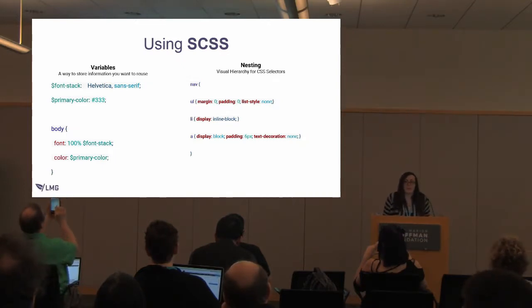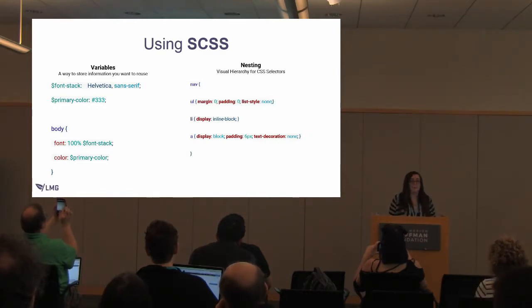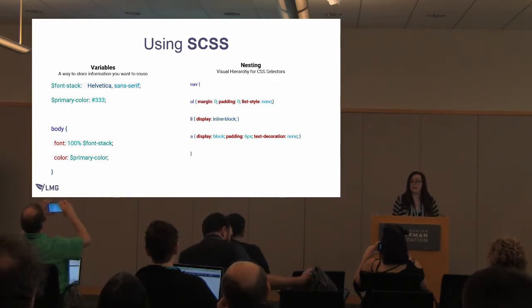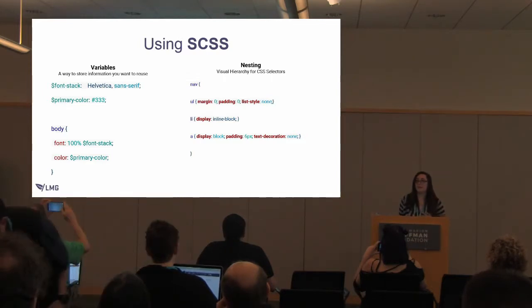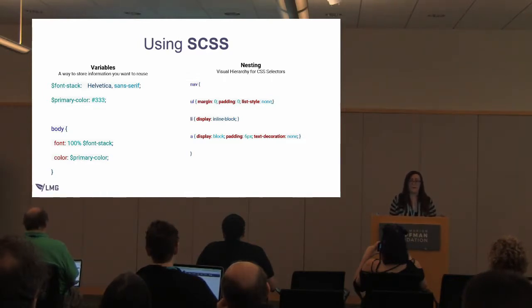So using Sass is pretty easy. It's actually very similar to CSS, and I'm not going to go over everything, but two of the most important things you need to remember is that with Sass, you can use variables. It's a way to store information you want to reuse. So in this example, we have a variable of font stack. That's going to be your font family, and then we have it as Helvetica. So anytime you want to use the Helvetica font, instead of typing it out, you just reference back to the variable you created. Same with primary color. This is the one you use a lot. You can set a primary color, and then every time you want to use that hex code, you just reference back to that variable.